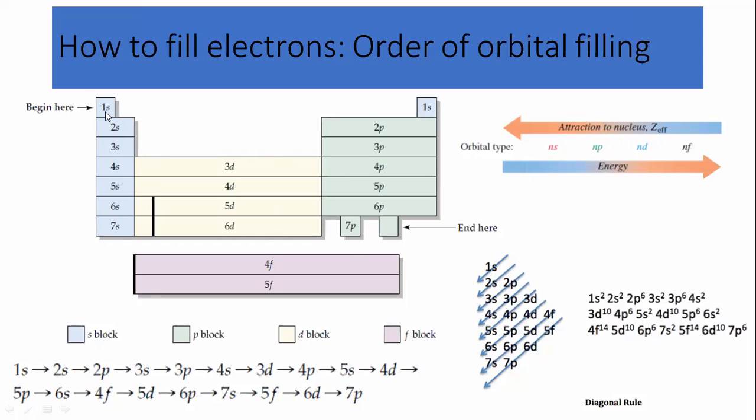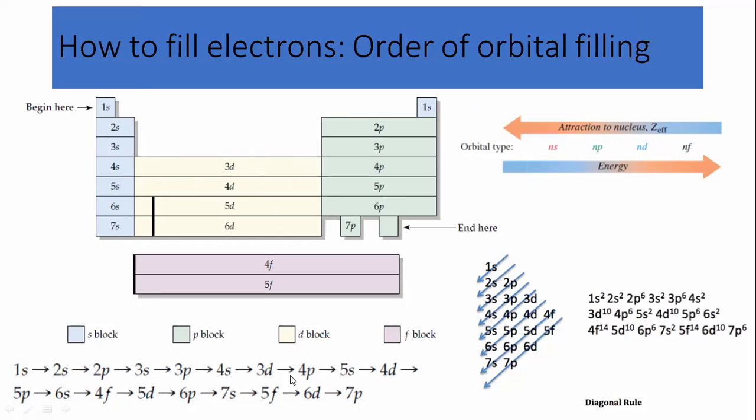But this is the detailed description about the placement of the electrons in the orbitals. You have to start from here. This is the hydrogen, this is the helium, these belong to the first S. Then it will go to 2S, 2P, then 3S, 3P, then 4S, 3D, 4P, 5S, 4D, 5P, and so on.